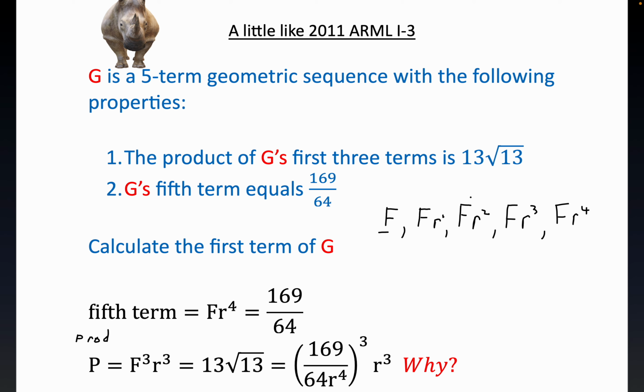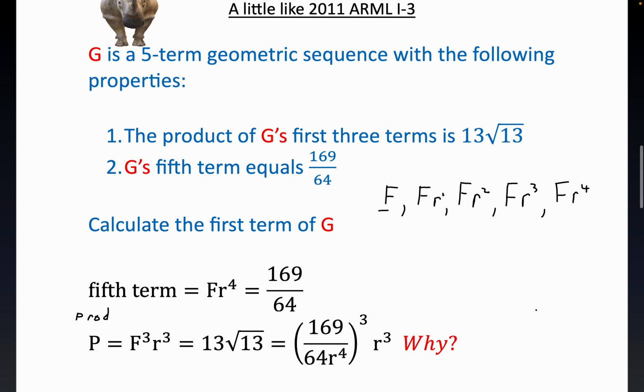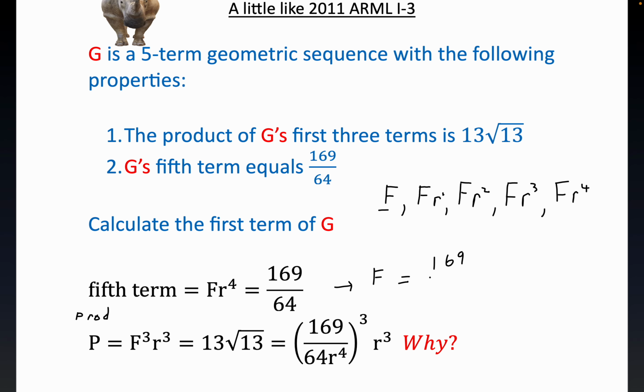And we're given that the product of the first four terms is 13 root 13, okay? Now right here, this is just some substitution. This is f cubed. So from this statement right here, we get that f is equal to 169 over the product of 64 times r to the fourth. So y'all, it's not a big deal, it's direct substitution, solving for f here, and then substituting it right here.